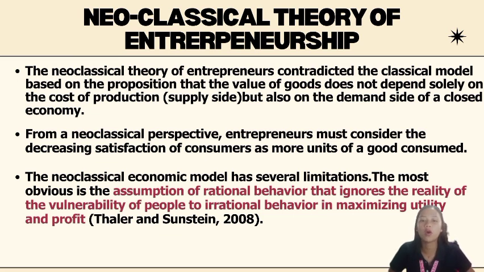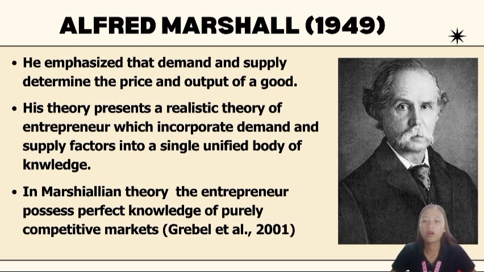The biggest one, or the obvious one, is that it assumes people always act rationally, always making decisions that will give them the most benefit or profit. But in reality, people don't always behave this way. Sometimes they act irrationally. They make decisions that might not give them the most benefit. For example, someone might choose to buy a more expensive item just because they like the brand, even though a cheaper option is just as good. So the neoclassical model's assumption of rational behavior doesn't always match up with what happens in real life, which is an obvious or a major limitation.